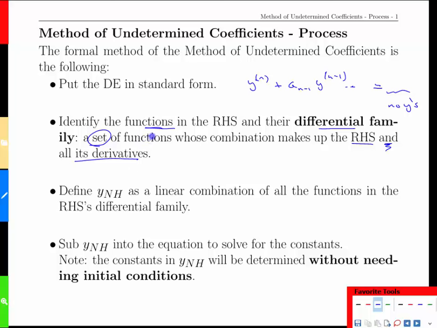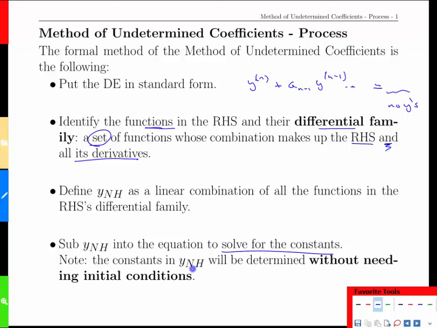For now, assuming we can find that set of functions, then we simply define our solution as a linear combination of all those functions, and we see what we get. Once we've defined our guess at the solution, we sub it into our equation and we solve for those constants, or we determine the constants.